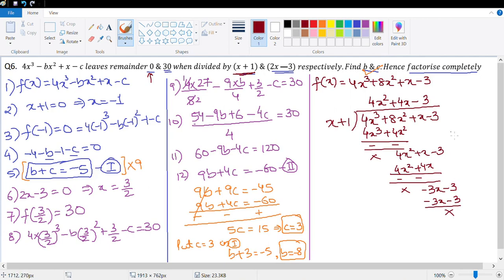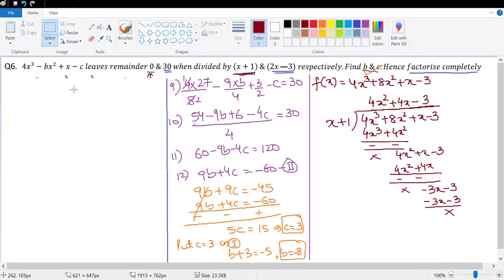Which means I need to factorize 4x squared plus 4x minus 3 even more. I have no space left, so maybe I will have to erase the first part of the question that I wrote. Okay, so this is what I'll erase. Quite a long question. Good, so let's move on.